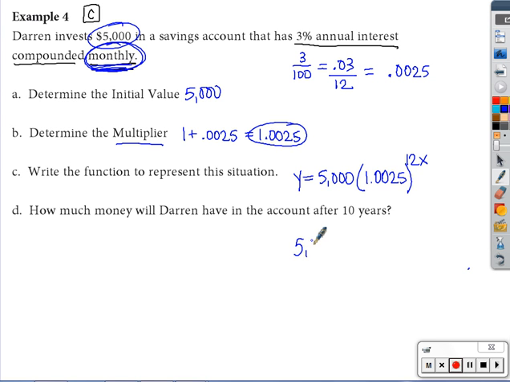I plug 10 into my equation. Make sure if you type this in the calculator, you group the exponent, unless you calculate it in your head first to be 120. You're going to need a calculator for these. And Darren has $6,746.77 after 10 years of his investment. This is the challenge problem. This is not an individual test question. This will be a team test question.